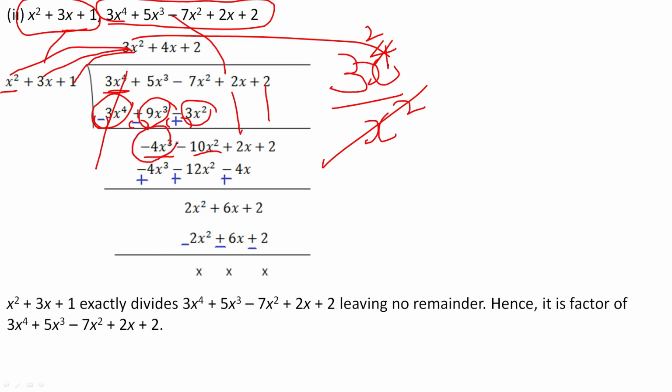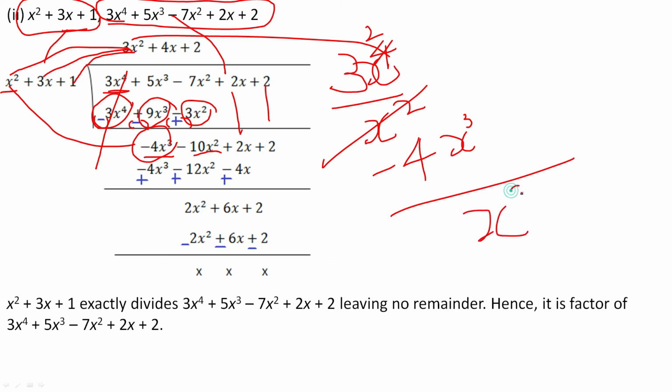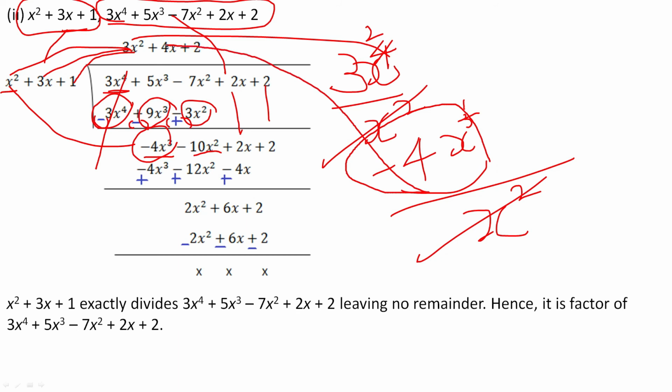Minus 4x power 3 divided by x square. X square and this one you cut, right, 1. So minus 4x. Put minus 4x in the question part. Minus 4x, there is a mistake here, so you have to put a minus 4x.